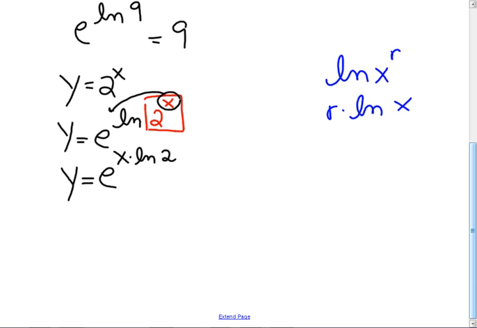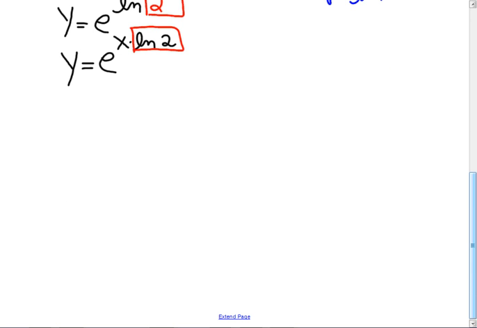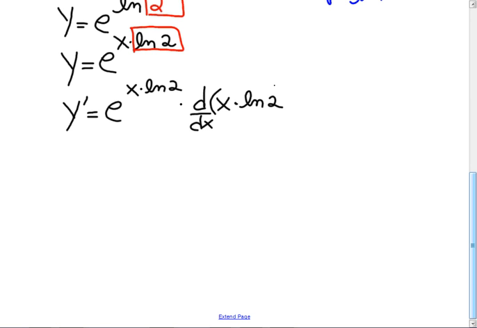It's 0.69 something. I don't know what it is exactly. That's a number. Let's take the derivative of this. So what's y prime? It's almost y prime. It's this whole thing back again. So it's e to the x times the log of 2 times the derivative with respect to x of x times the log of 2. Keep in mind, the log of 2 is just a number. It's a constant, right? I don't want to go too fast, so you gotta see this. Well, you don't really have to if you could just memorize it.